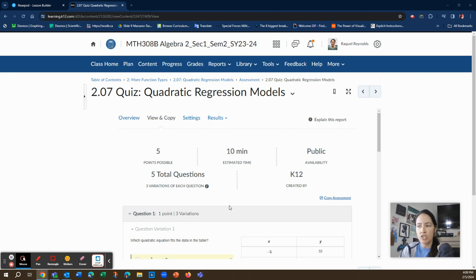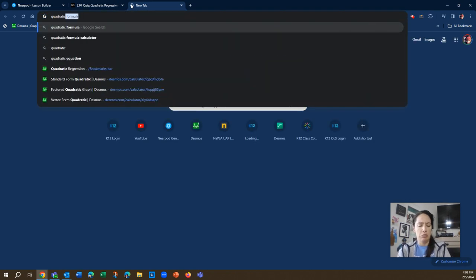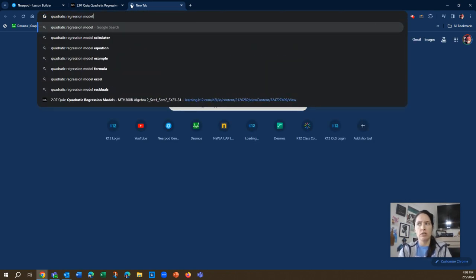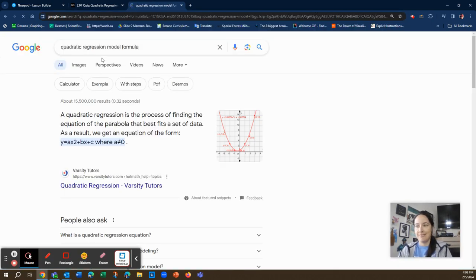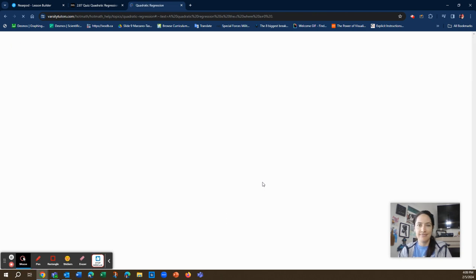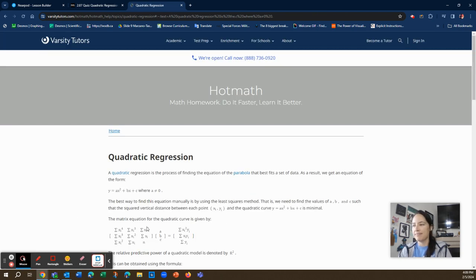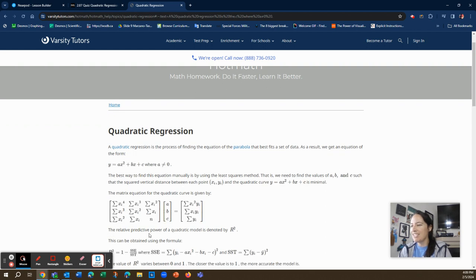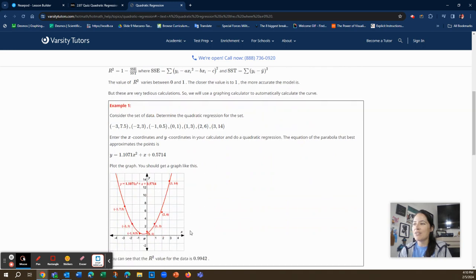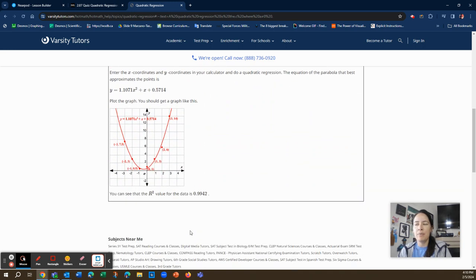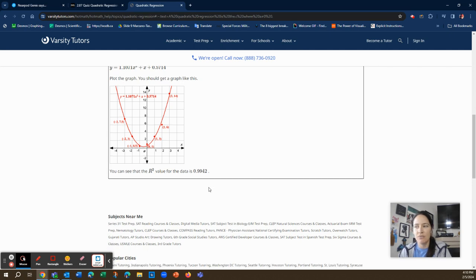So in the first question, they're asking for a quadratic equation that fits the data in the table. You could calculate this by hand, but let's just look up a quick quadratic regression model formula. There it is. Okay, here's the matrix equation. Here's the summation equation. And then you go through the data to try to figure out the line of the quadratic model of best fit.